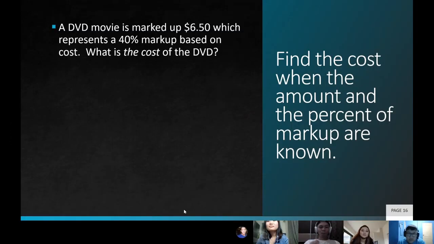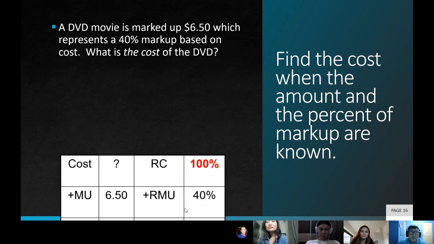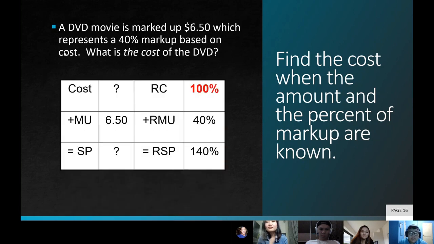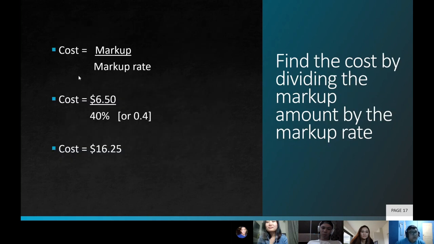For the next question, find the cost when the amount and the percent of markup are known. The question is: a DVD movie is marked up $6.50, which represents a 40% markup based on cost. What is the cost of the DVD? As you can see here, the markup is given, $6.50, and no selling price and cost. So the first thing we have to do, we look at the next slide. How do we find the cost?